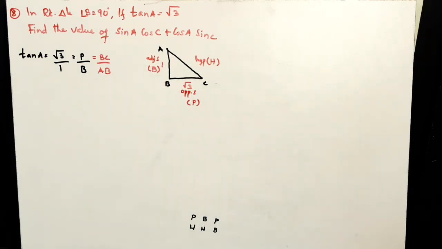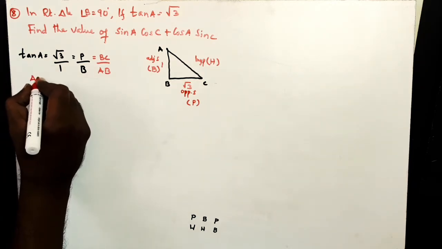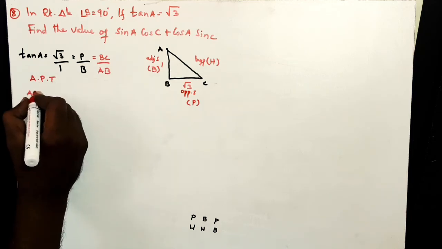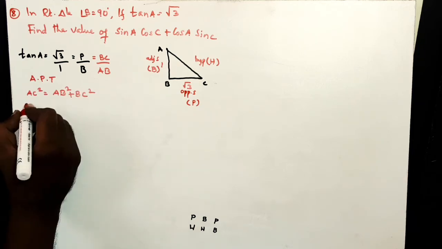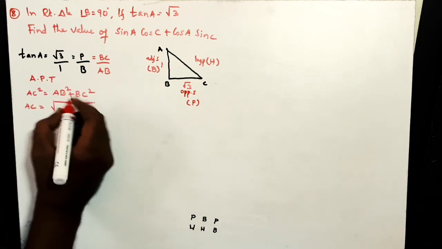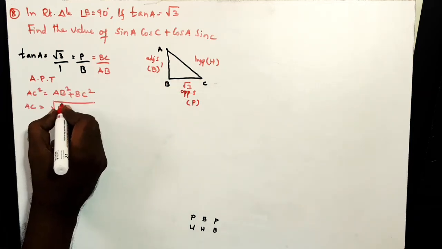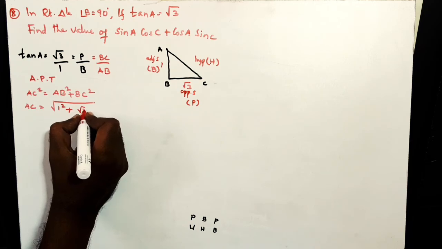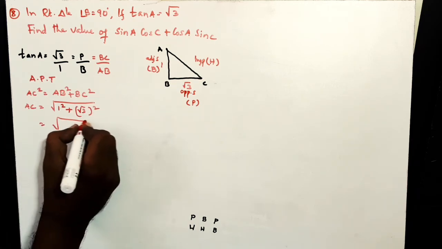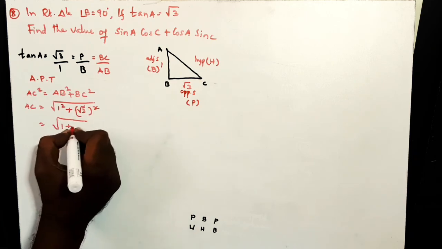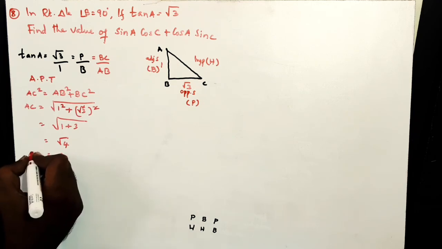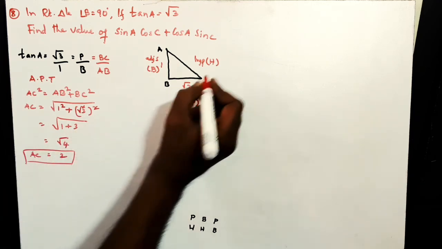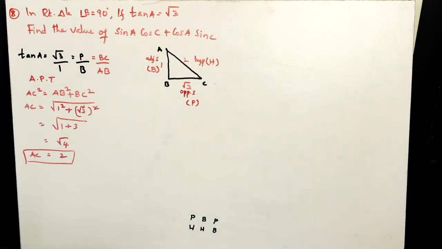Now according to the Pythagoras theorem, AC square is equal to AB square plus BC square. So AC is equal to under root AB, how much? 1 square, BC root 3 whole square. 1 square is 1, root 3 square root cancels, 3. So that is equal to root 4, that is 2. AC is equal to 2. Now we got all the 3 sides.